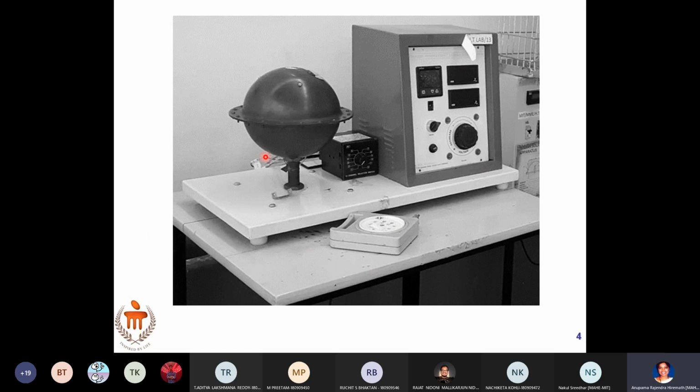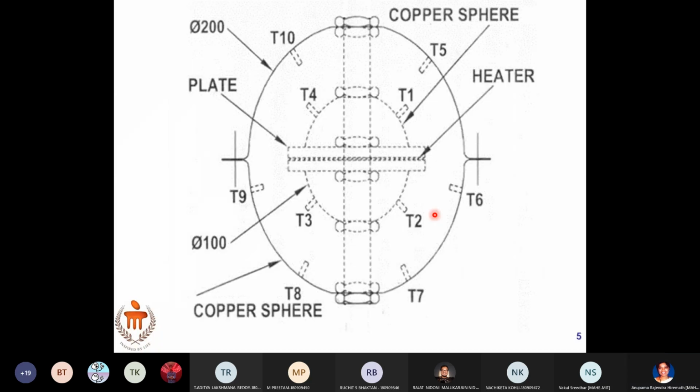This is the experimental setup, and we want you to draw the line diagram of the setup. This is how the thermocouples are arranged internally. This is your inner copper sphere. This is your outer copper sphere, and T1, T2, T3, T4 are the thermocouples mounted on the inner sphere, whereas T5 to T10 are the thermocouples mounted on the outer copper sphere.